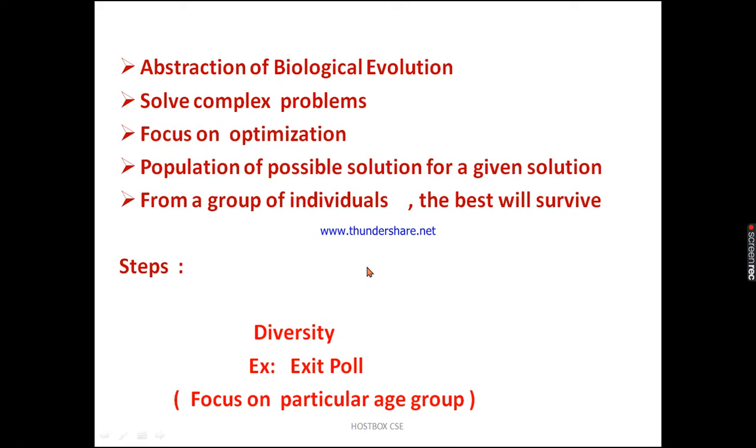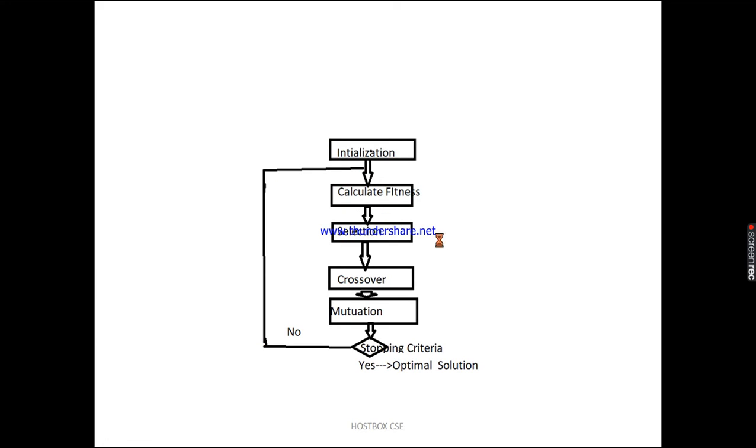And the steps: what are the steps involved in this genetic algorithm? There are six steps. One is initialization, another is calculate fitness, then selection, then crossover, then mutation. At last we have the stopping criteria. Whenever we find the solution, we can stop and consider it the optimal solution. Otherwise, we go back.